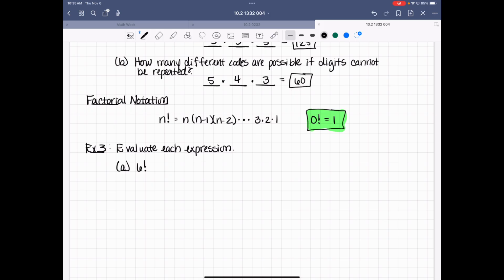All that means is I'm going to say 6 times 5 times 4 times 3 times 2 times 1. Well, it's easier for me just to multiply those together than to put them in the calculator. That's going to be a 30 times a 12 times a 2. And that's what, 360 times 2, which is 720.